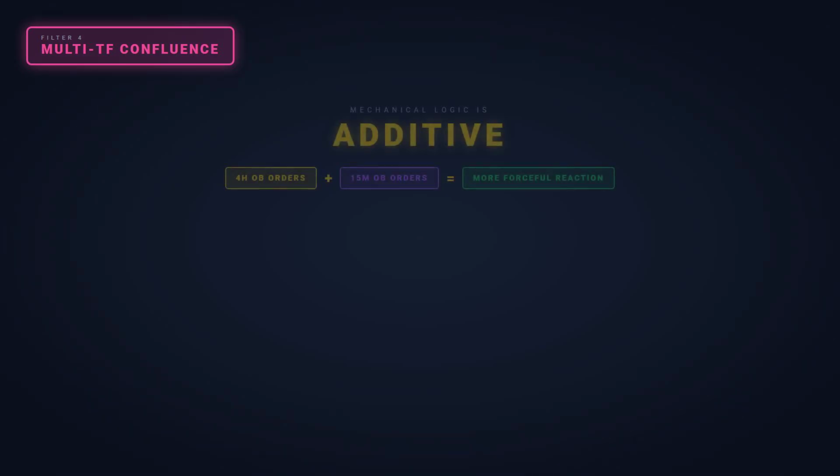Filter 4, multi-timeframe confluence at the order block. A valid LTF order block sitting inside a confirmed HTF order block, HTF fair value gap, or HTF structural swing point is a categorically stronger setup than an LTF order block sitting in open space with no HTF reference. The mechanical logic is additive. If the 4-hour chart has a significant OB or FVG at the same price zone as your 15-minute entry OB, then both timeframes have concentrated institutional orders at that level. The total order volume at that zone is higher.